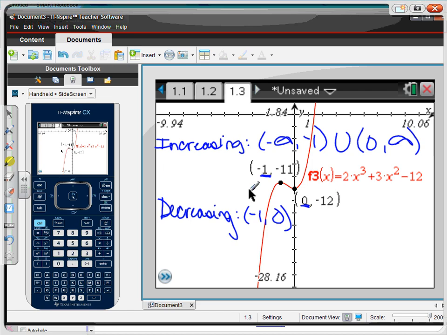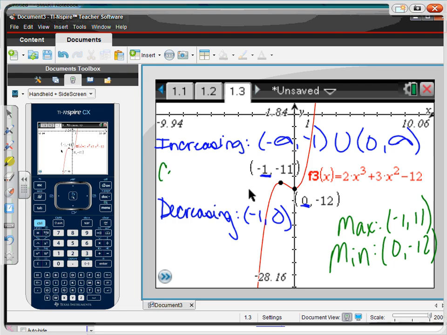Now I'm missing one other piece of information, aren't I? What's my maximum point? -1, -11. And what's my minimum point? 0, -12. Do I have any constants? No. So on the constant line, what do you write? None. Okay? On the constant line, you write none. Do you see how we had to find the max and min first to be able to do anything else? Okay? Do we understand increasing, decreasing, constant, max, and min better? Andrew, are you better? Okay.